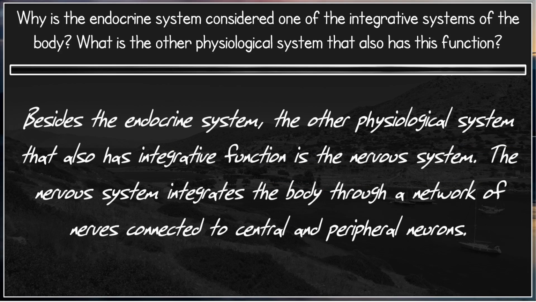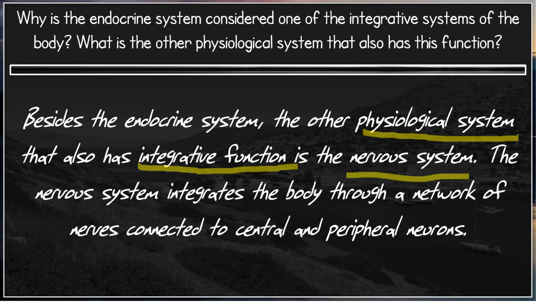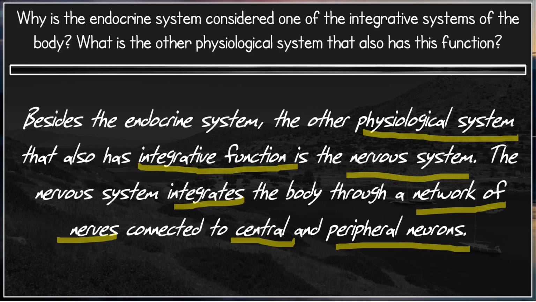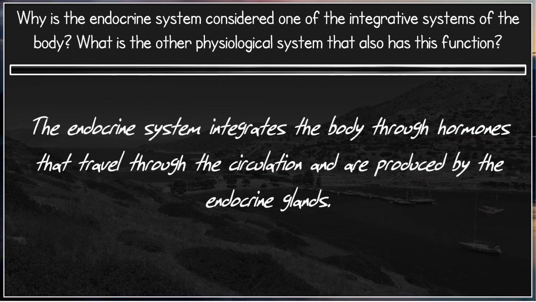Besides the endocrine system, another physiological system that also has an integrative function is the nervous system. The nervous system integrates the body through the network of nerves connected to the central and peripheral neurons. The endocrine system integrates the body through hormones that travel through the circulation and are produced by the endocrine glands.